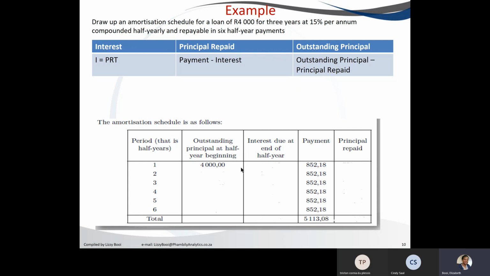Then we calculated our payment. We knew that our payment was 852 rand 18 cents, and we populated for the whole period, and the payment stays the same. If we sum all the payments, this will give us the future value of this 4,000 rand.